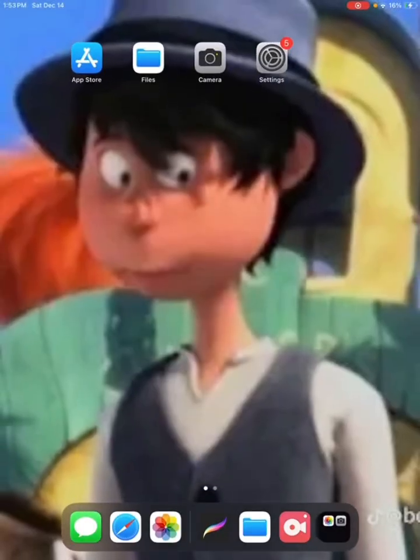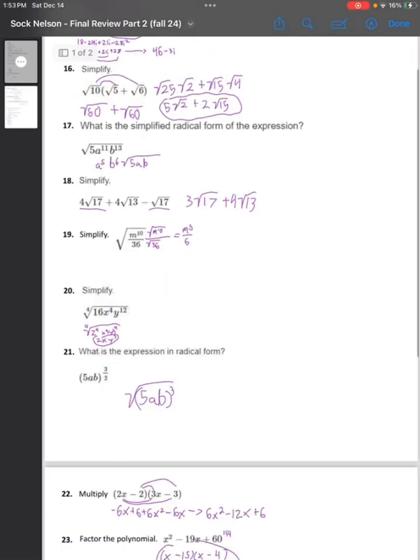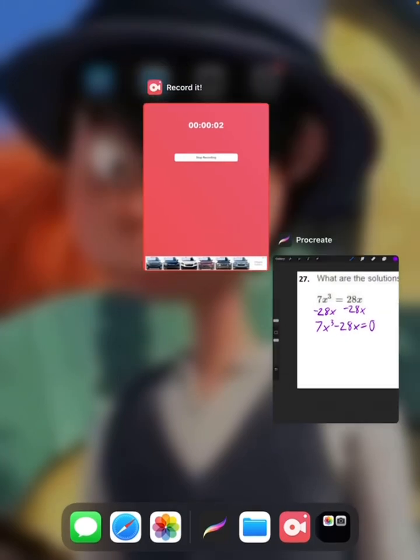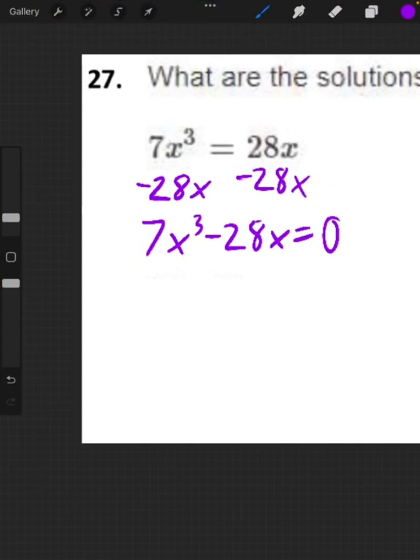Did I close out of it? Oh my gosh. Give me a moment, folks. I'm trying to remember how to do this. Okay. Can you tell that my memory sucks?